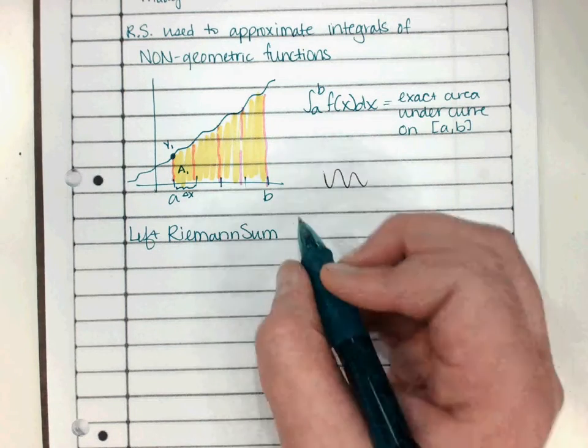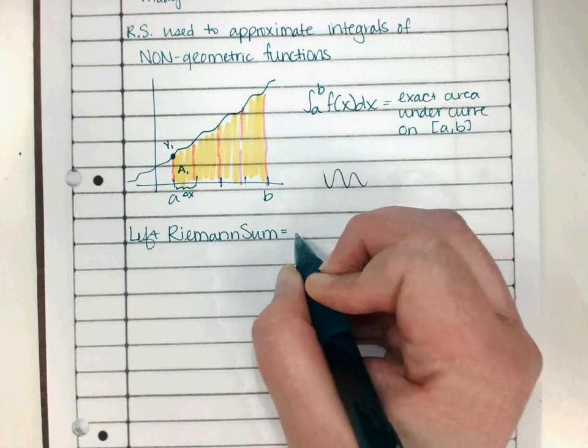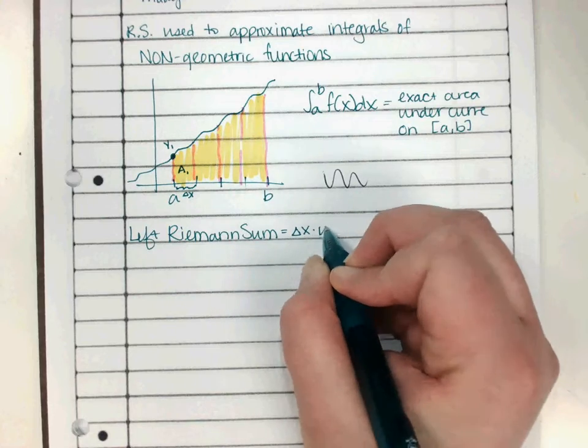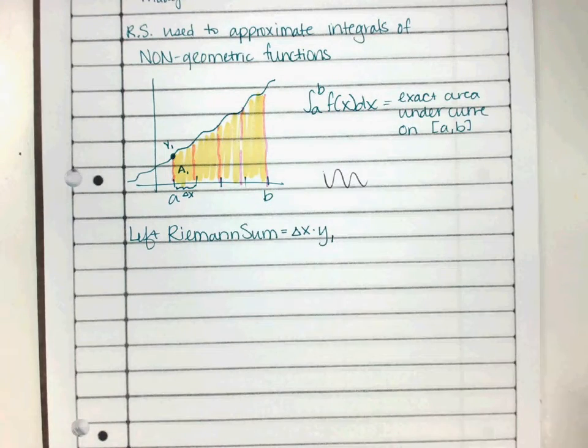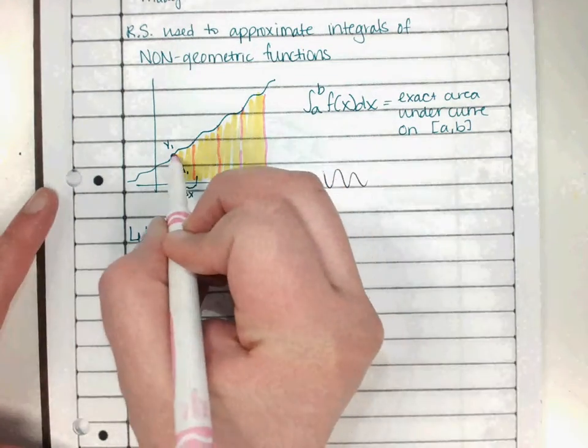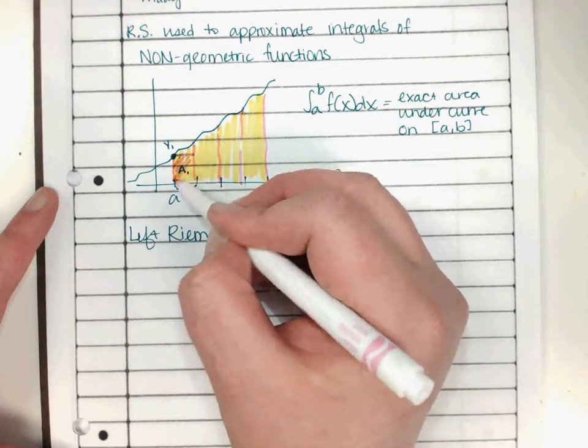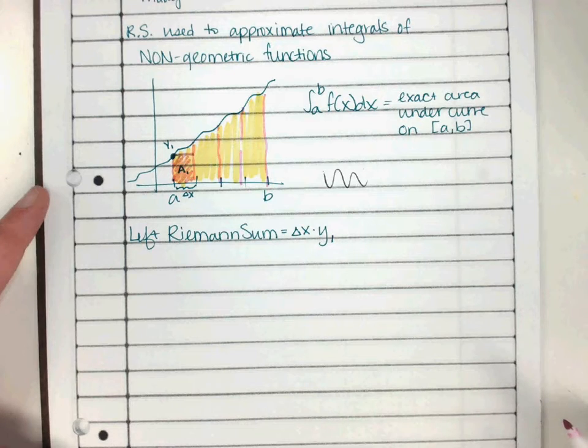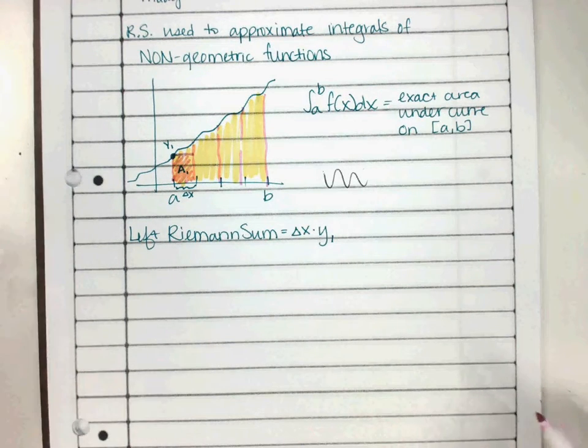So let's write down here. My left Riemann sum would be delta x times y1. Now, why am I doing base times height? Because what shape did I just make if I multiply delta x times y1? A rectangle, and that's how you find the area of a rectangle.